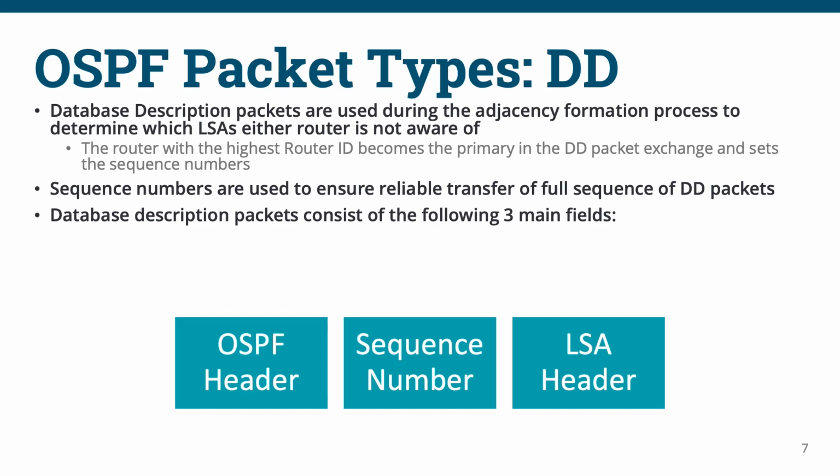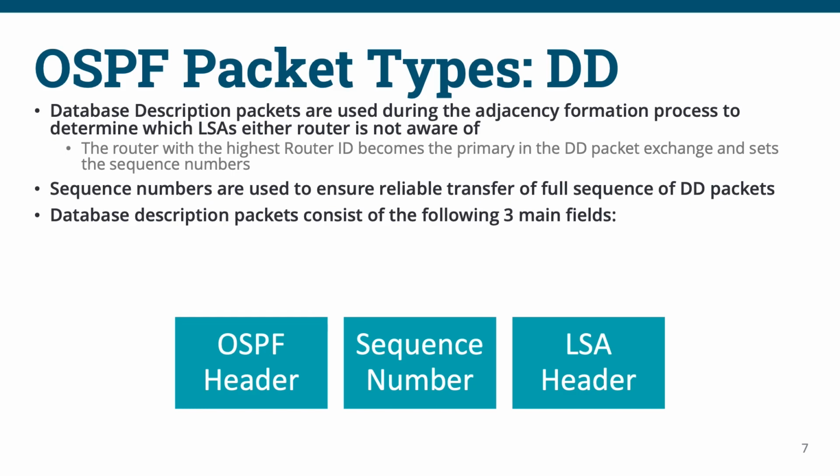The database description packet is used during the adjacency formation process so that the routers may synchronize their LSDBs. Recall that for a single area of OSPF to operate correctly, the link state databases of all OSPF-speaking routers in the area must be identical. The DBD packet plays a key role in this process by allowing routers to describe to one another what LSAs are contained in their database without needing to exchange the full details of each one.